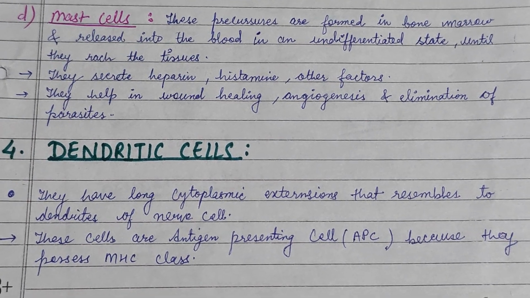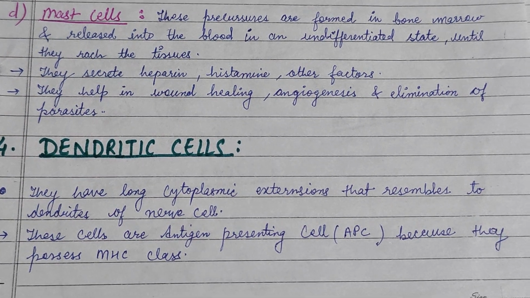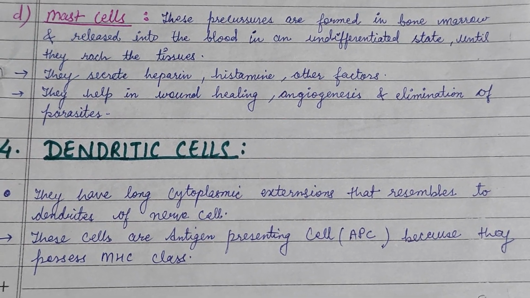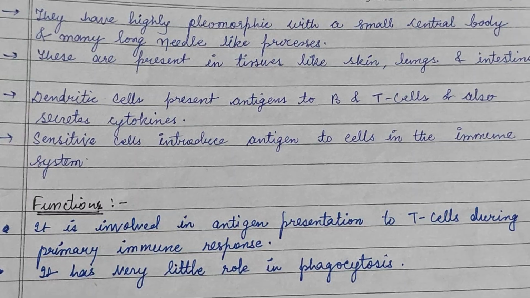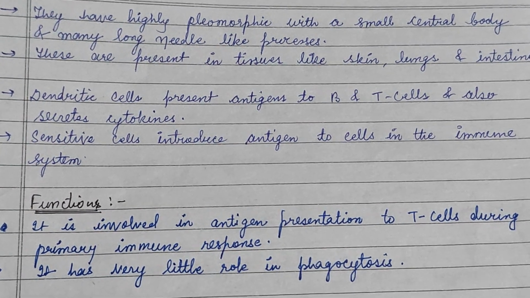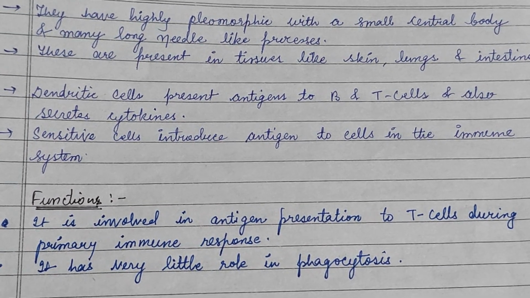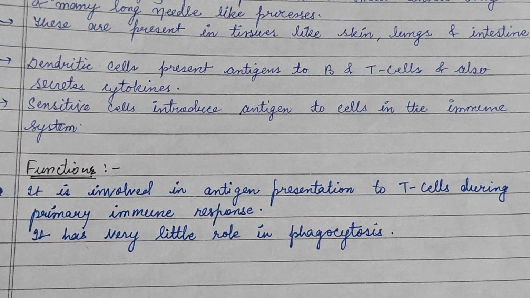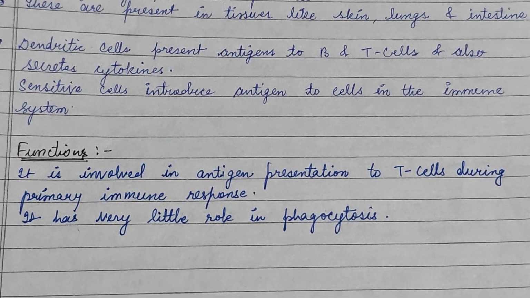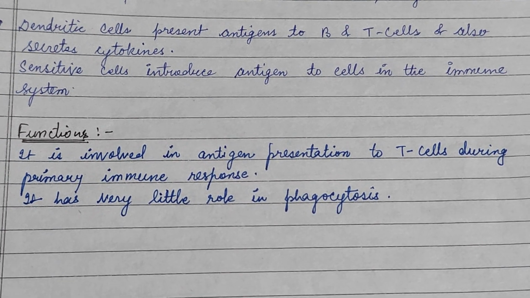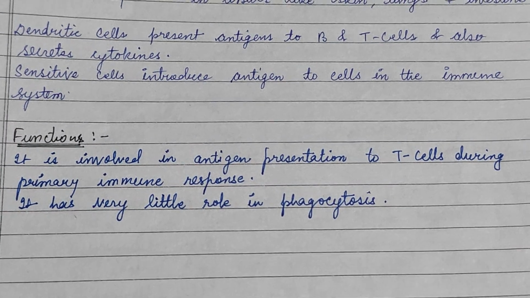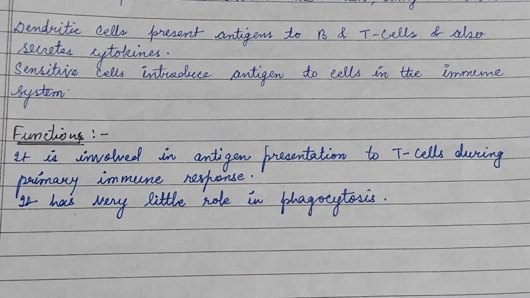Next one is the dendritic cells. They have long cytoplasmic extensions that resemble the dendrites of nerve cells. They are highly pleomorphic with a small central body and many long needle-like processes. The function of dendritic cells involves antigen presentation to T cells during the primary immune response. They have very little role in phagocytosis.